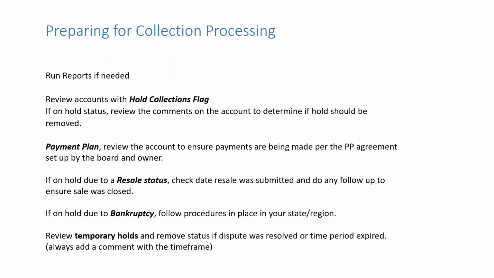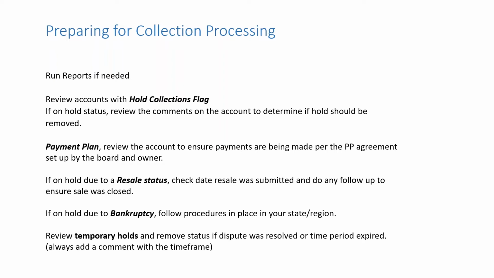Or if they're on hold due to a resale status, checking to see when that resale was requested, because there's going to be times when a resale falls through, or an estoppel request falls through, the home didn't sell for some reason or another. So I always gave it about a 60-day window to receive the closing paperwork. If we didn't, then it sent up the red flag for us to reach out to the title company and find out if the sale went through. And if it didn't, then we can take that off and move forward with collections if necessary.